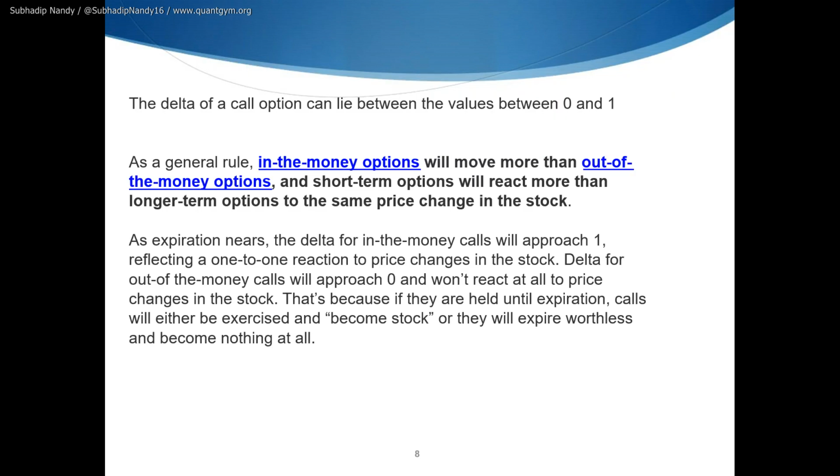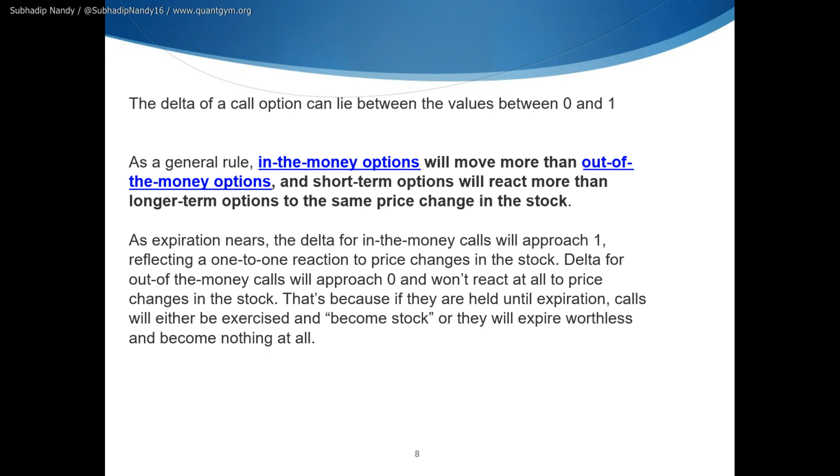The delta of a call option can lie between the values 0 and 1. As a general rule, in the money options will move more than out of the money options, and short term options will react more than longer term options to the same price change in the stock. As expiry nears, the delta for in the money calls will approach 1, reflecting a 1-to-1 reaction to price changes in the stock. That means if you are near expiry, the same 200 rupee strike call which you have at 10 rupees. Now, if the stock is at 205, your call is obviously 5 rupees in the money. So now if the stock moves 1 rupee, your option will also move 1 rupee.